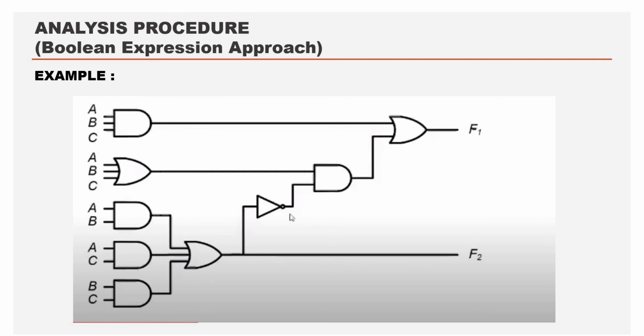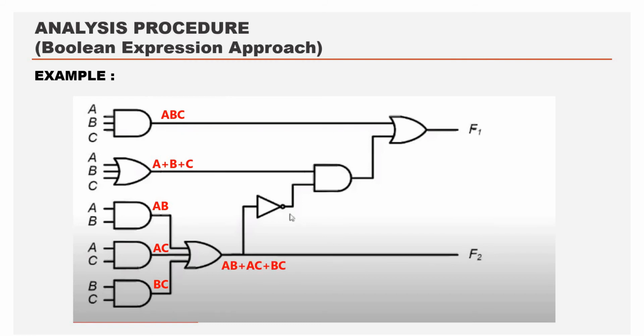We begin from the left side and move towards the right, and we find the output of each level. Finding the output of the first level, after passing ABC through the AND gate, we get ABC, and after passing ABC through the OR gate, we get A plus B plus C, and similarly AB, AC, and BC. Now we find the output of the second level gate. After passing these through the OR gate, we get the second level output as AB plus AC plus BC.